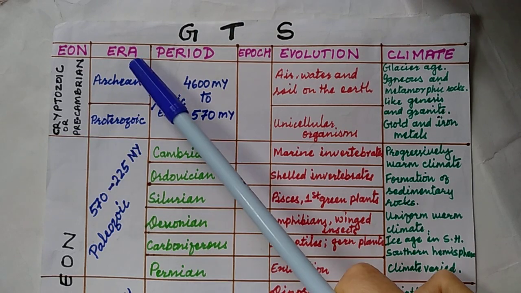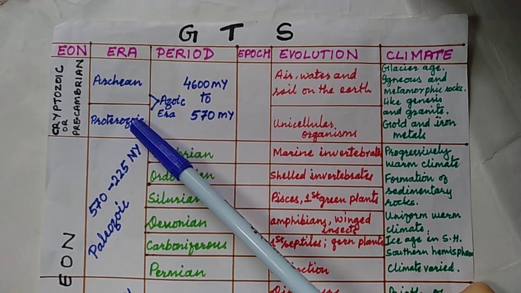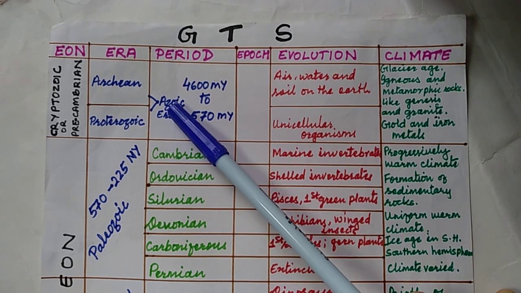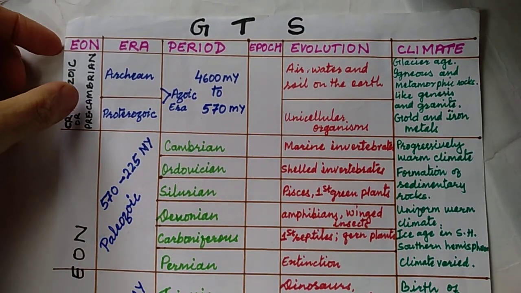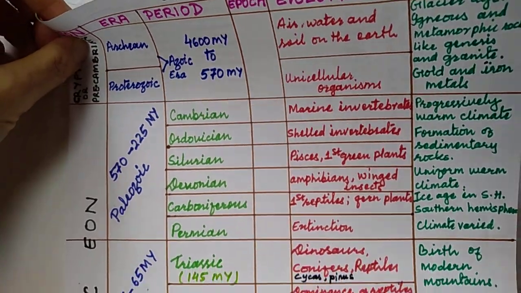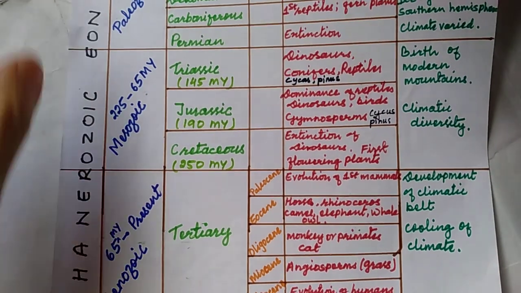Okay, now eons are divided into eras. These are the eras: Archean and Proterozoic era, collectively called Azoic era. So this is Azoic era, and the rest of the eras are Paleozoic era, Mesozoic era, and Cenozoic era.